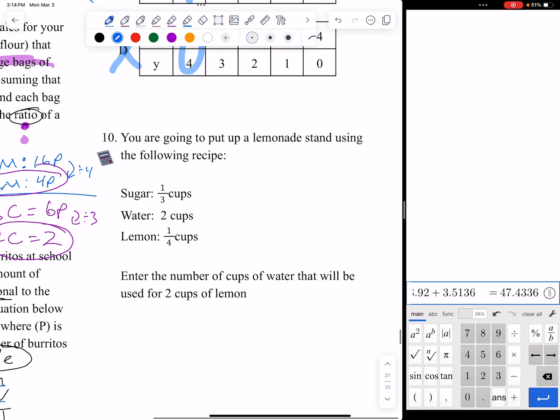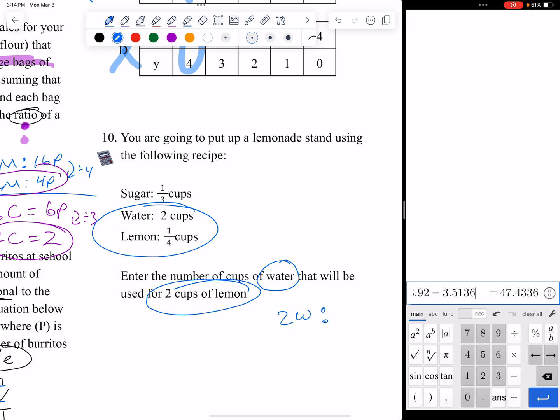All right, you're going to put up a lemonade stand using the following recipe: sugar, water, lemon. Enter the number of cups of water that will be needed for 2 cups of lemon. So I only care about these two. For my water, I had 2 cups of water, and I had 1/4 cups of lemon.